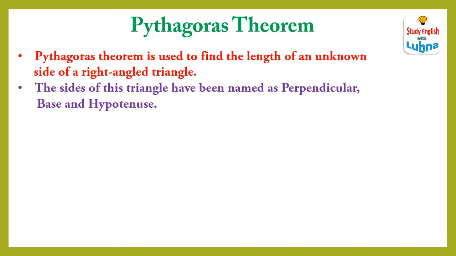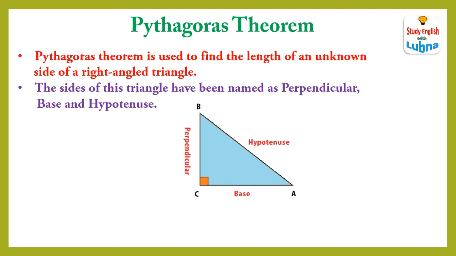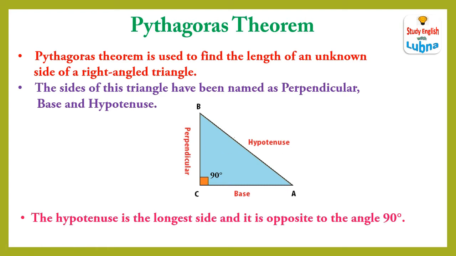The sides of this triangle have been named as perpendicular, base and hypotenuse. You can see this is a right angle triangle because one of the angles, that is C, equals 90 degrees, while the sides are named as base, perpendicular and hypotenuse. The hypotenuse is the longest side. You can see here the longest side AB is the hypotenuse and it is opposite to the 90 degree angle, or you can say opposite to the right angle.